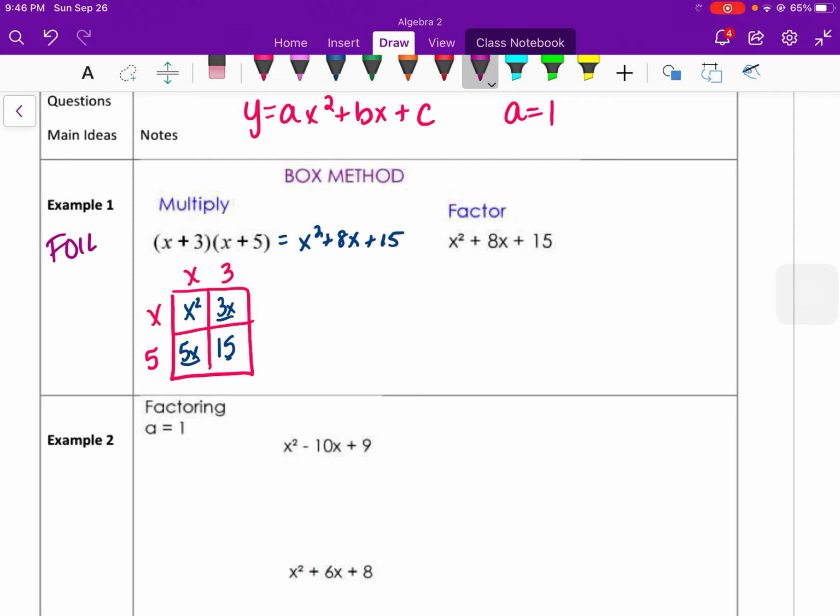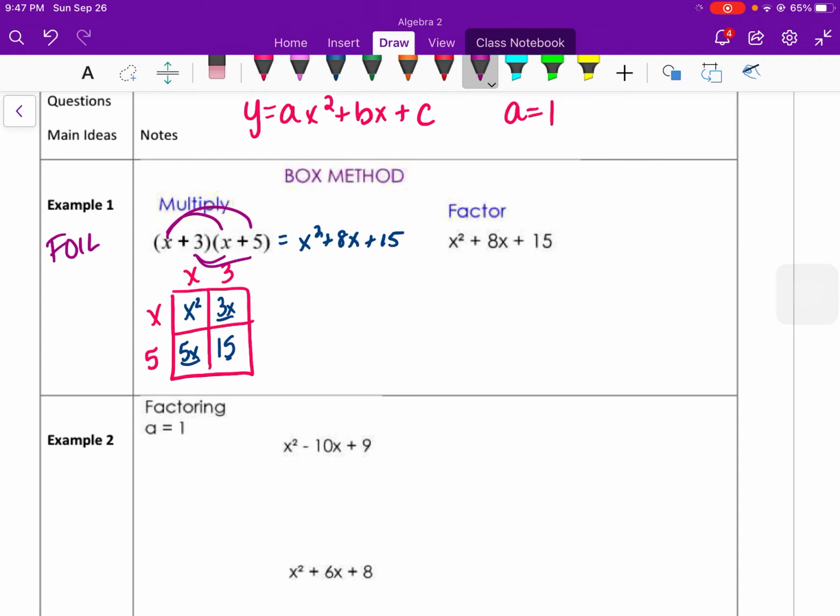You might have also learned the method of FOIL. So first, x squared; outside, that's the 5x; inside, the 3x; and then last is the 15. So it's just another way of organizing multiplying it out. Well, factoring is the reverse of multiplying.